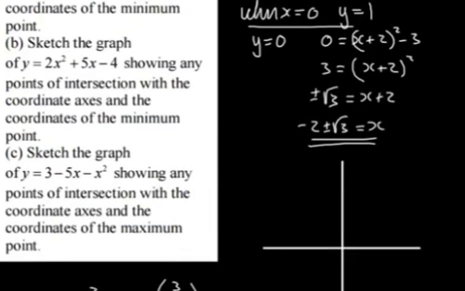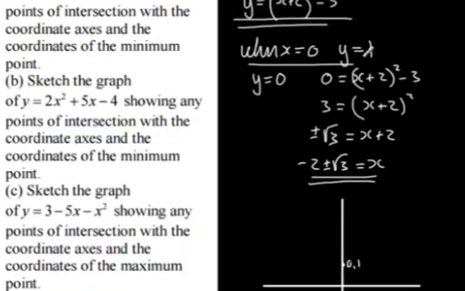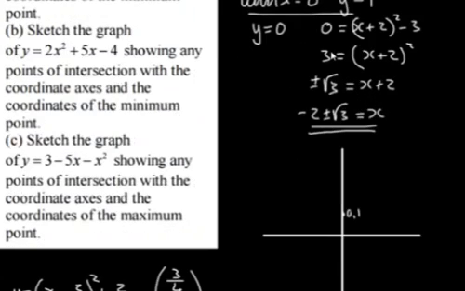So the easiest one to put on now is the point just here, (0, 1). That's where it crosses the y-axis, when x is 0. The next one we've got is -2 plus root 3. Now -2 plus root 3 is going to be about here. The square root of 3 is about 1.7. So this point here is going to be (-2 + √3, 0).